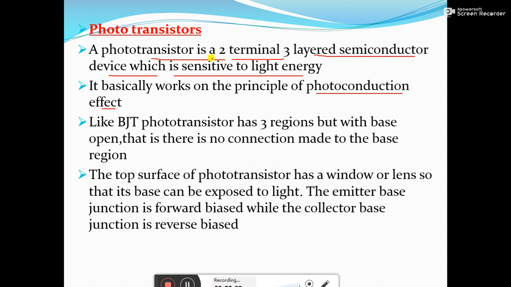So even though it is a transistor, unlike transistors such as BJT or FET, where there were three terminals and three layers, here there are only two terminals. Like a BJT, there are three layers, but only two terminals. So here you can see, like a BJT, the phototransistor has three regions, that is base, collector and emitter, but the base is left open, that is, no connection is made to the base region.